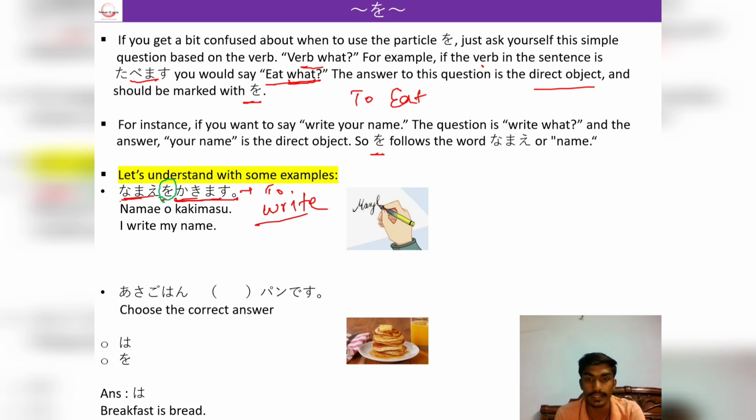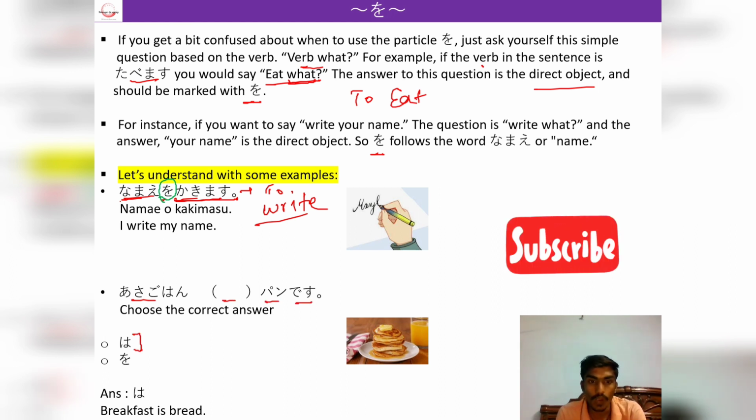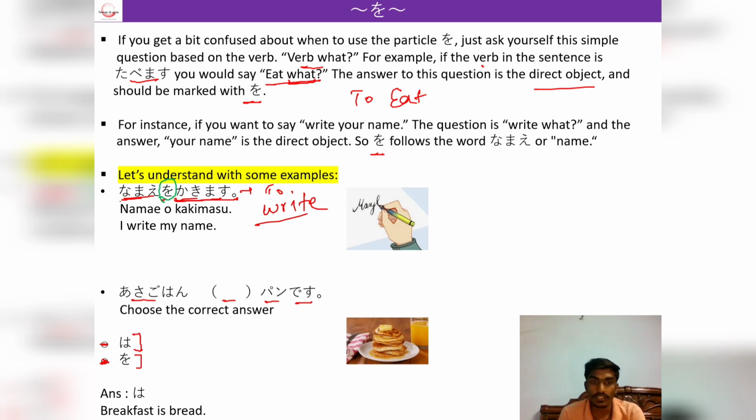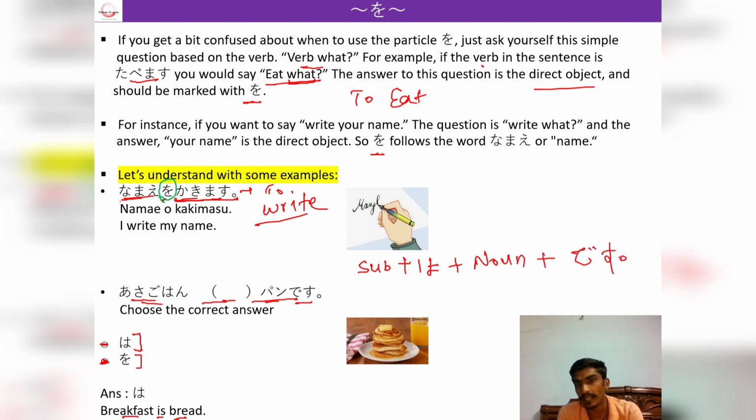Our first exercise is "Asa gohan dash pan desu", and our options are the wa particle and the o particle. We have already studied the wa particle and now we are studying this one. So our translation is "Breakfast is bread." You can see there is no action in this sentence. So this is basically our simple sentence, which is subject plus wa particle plus noun plus desu. This is our pattern for a simple sentence which we have already studied.